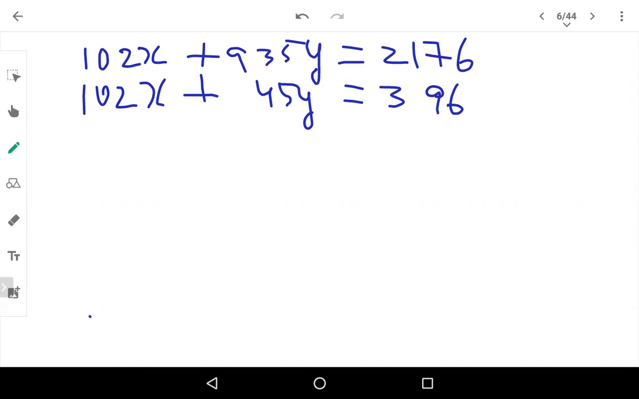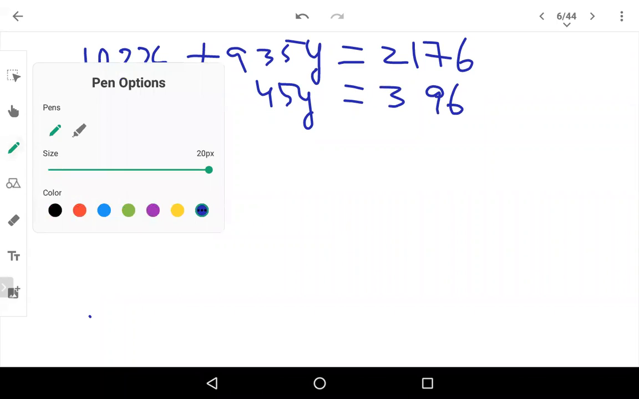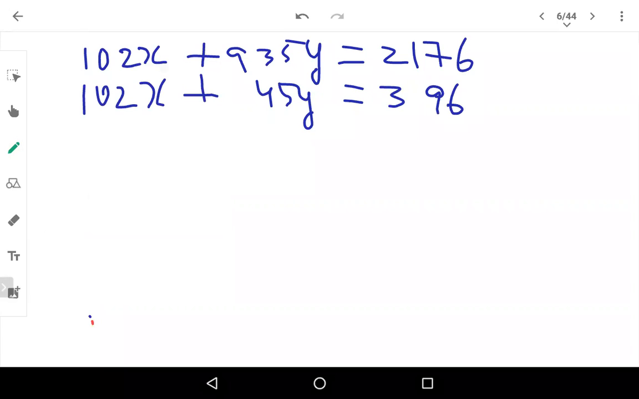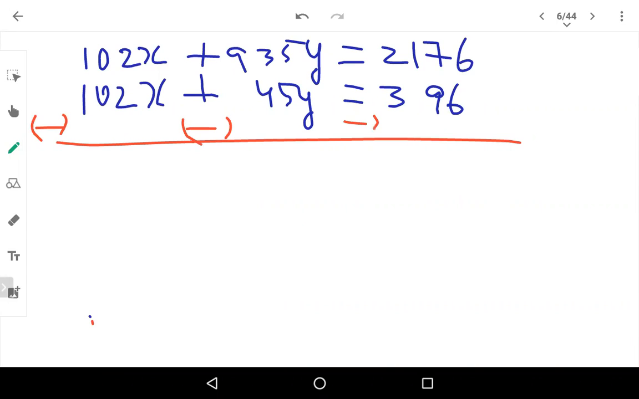Y is equal to 2. Correct, Sindhu. Y is equal to 2. Others also can go on and solve the equation. Now we have to change the signs because we are subtracting the equation.